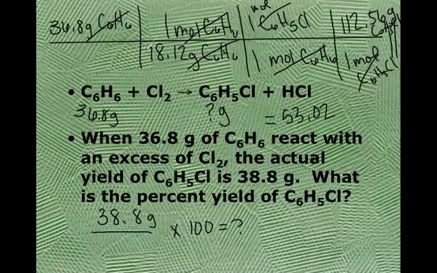Yeah, that's 70. Oops, that's the wrong... Okay. C6H5Cl. Okay, so that's our theoretical yield. So we're going to put that in the denominator.